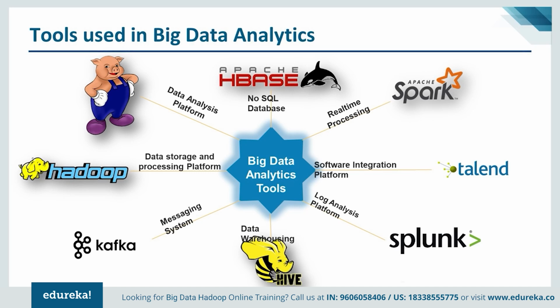Next is Talend. Talend is an open source software integration platform which helps you to analyze effortlessly and then turn the data into business insights. It helps the company in taking real-time decisions and become more data-driven. Next is Apache Spark. Apache Spark is an in-memory data processing engine that allows us to efficiently execute streaming, machine learning, and SQL workloads. It requires fast iterative access to data sets. Basically it is used for real-time processing.